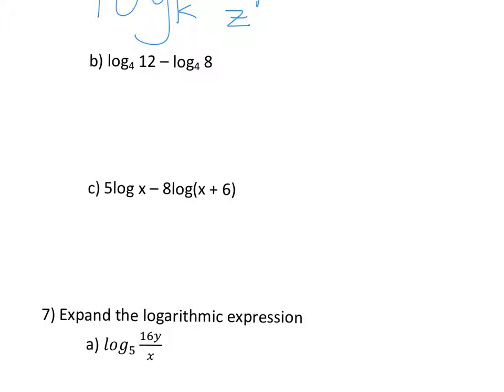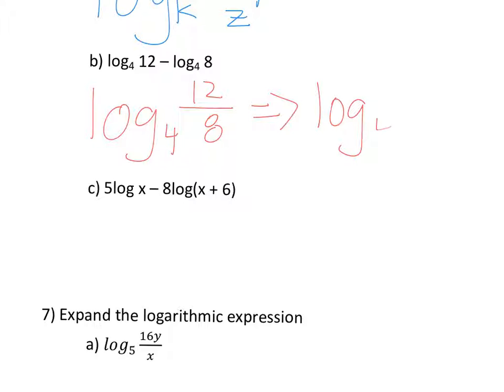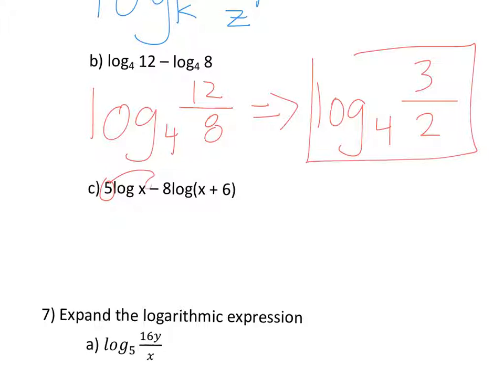Next one is one single log. So it's log base 4. I see subtraction, that means it's division. If you can, you should simplify. So this is equal to log, still base 4. Both of those are divisible by 4. 12 divided by 4 is 3. 8 divided by 4 is 2. So this would be my answer right here. Again, if it's multiplied on the outside, that becomes an exponent. So it's the exponent of this whole thing. This has to stay together. So I just have one log.